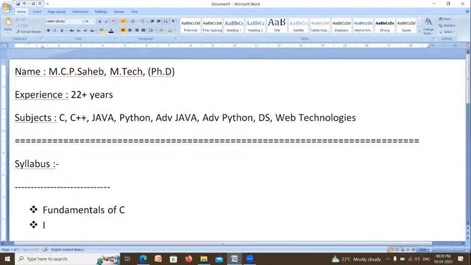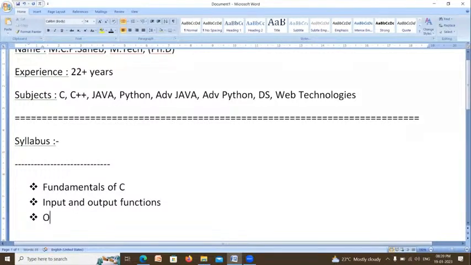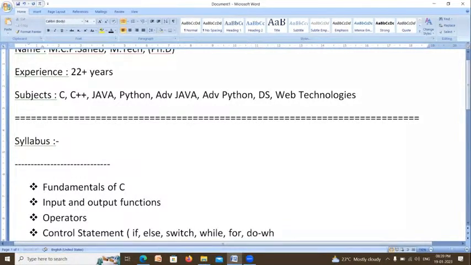Next, input and output functions available in C. Operators available in C. Control statements like if statement, else, switch statement, while, for, do while, break, continue, goto, like that.